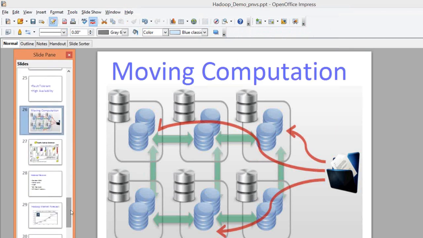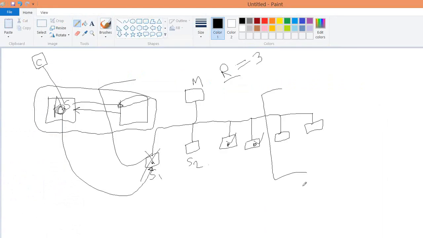Okay. As of now, any doubts or any clarifications required? No, you're getting it right. Now I would like to give a high-level architecture of the Hadoop ecosystem.